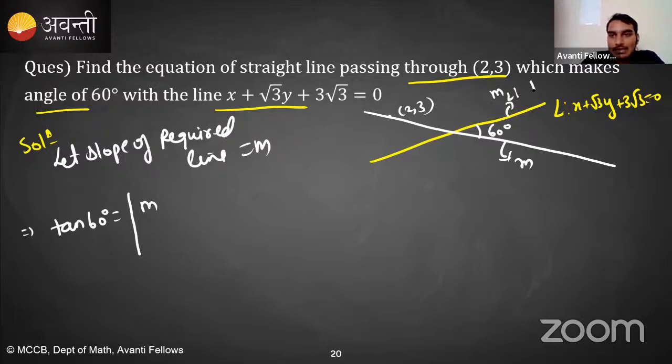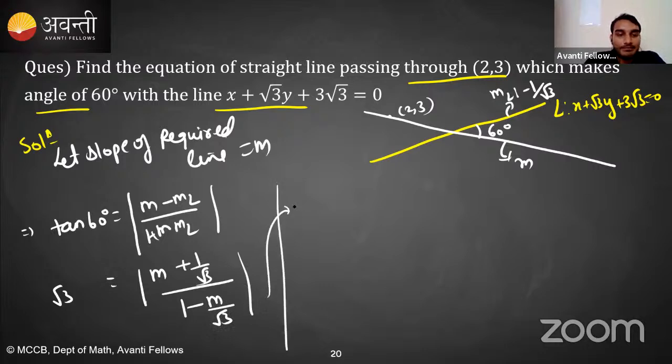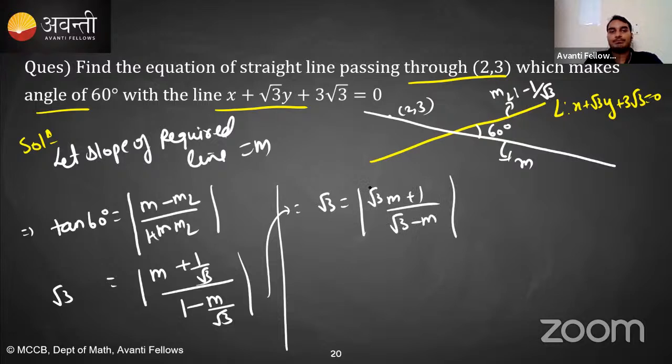Yes, very good, minus 1 by root 3, that is minus coefficient of x upon coefficient of y. So tan of the angle is the modulus of m1 minus m2 upon 1 plus m1 m2, right? The angle between lines, tan 60 degrees, is root 3. The slope of L is minus 1 by root 3. So root 3 is equal to m minus of minus 1 by root 3, upon 1 plus m times minus 1 by root 3, right? So from here, taking the LCM, root 3 is nothing but root 3 m plus 1 upon root 3 minus m, right?